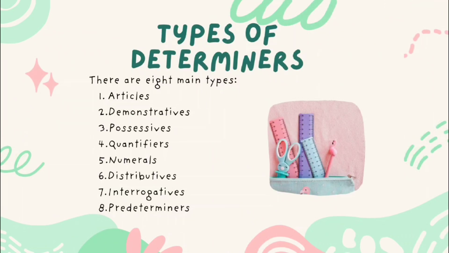English grammar classifies determiners into 8 main categories. These are articles, demonstratives, possessives, quantifiers, numerals, distributives, interrogatives, and predeterminers. Each type performs a different function, but all of them help us identify or limit the meaning of nouns. Now let's discuss each type one by one.